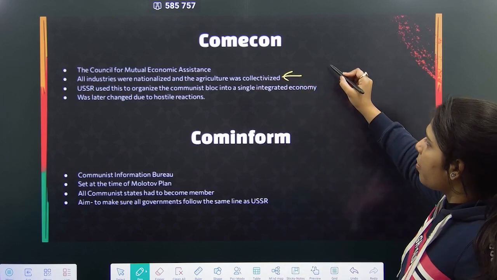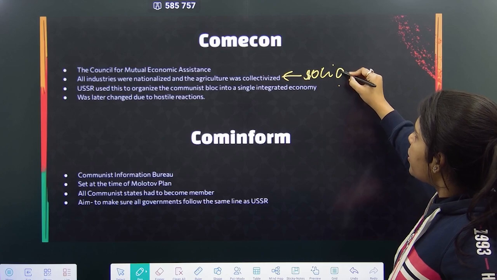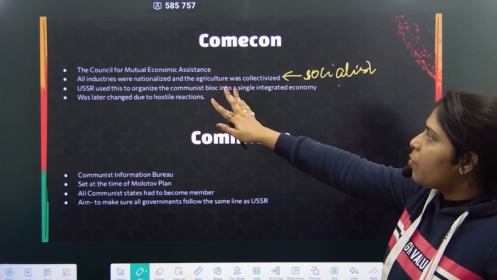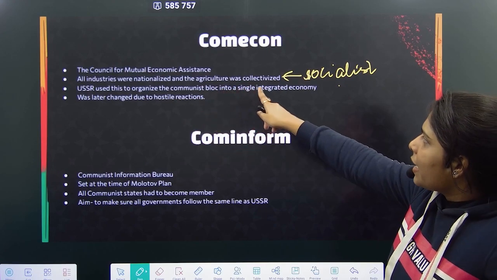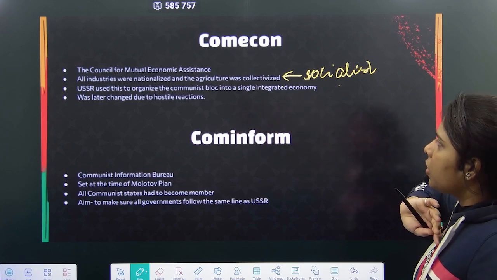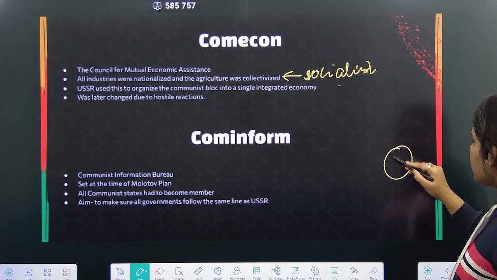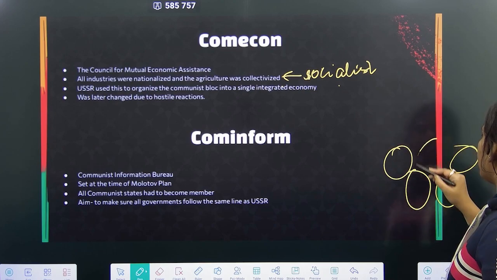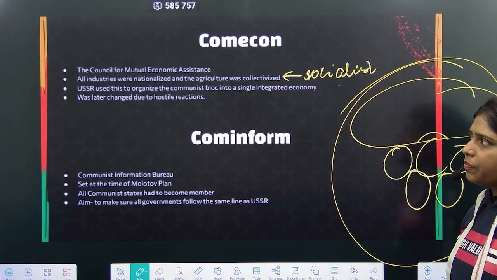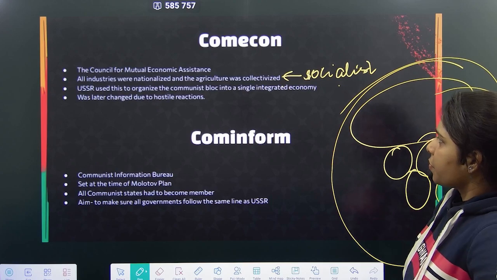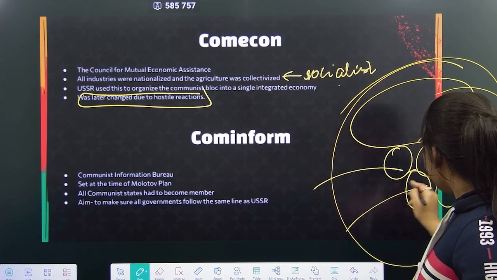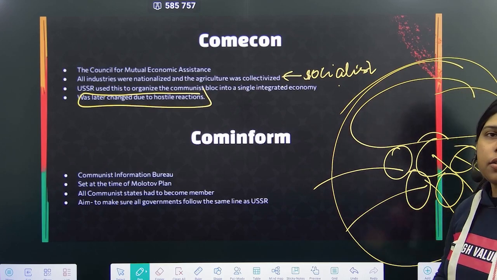Socialist economy, please remember, this is all socialist regime. Nationalization of industries, everything is public property. Agriculture was collectivized, no private ownership. USSR used this so that this entire Eastern Bloc, which has been divided into so many countries, including Russia, could be unified as one. But it was later changed because these satellite nations themselves were not enjoying Comecon.